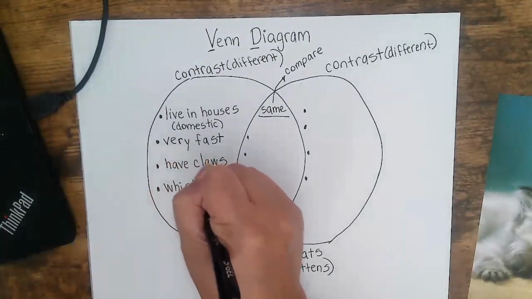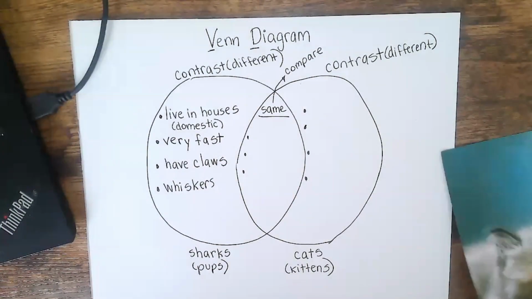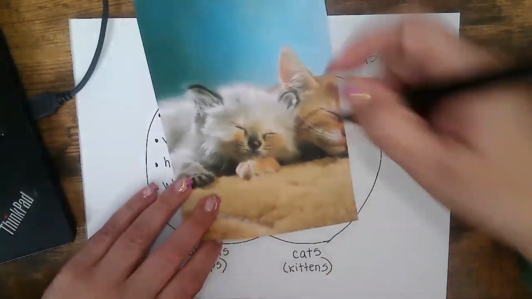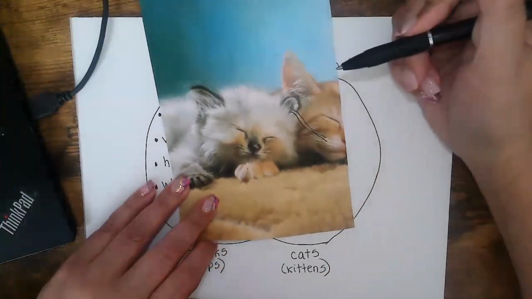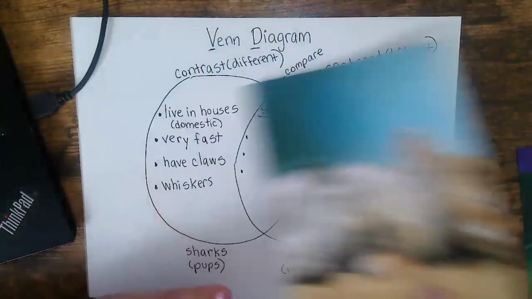They have whiskers. Let me see if we could see the picture. Hold on. Can we see the whiskers? Oh, we could see the whiskers. Look right on this one. Look, look. Here's the whiskers, right? Here's the whiskers. All right, I'm going to pause.